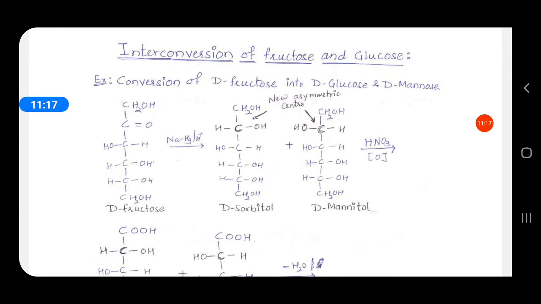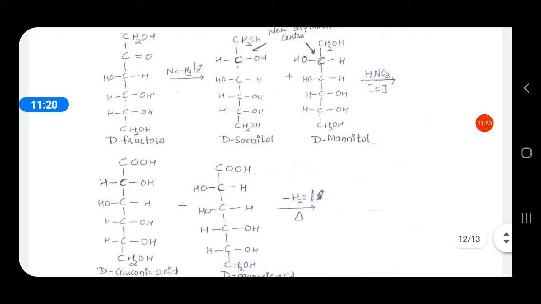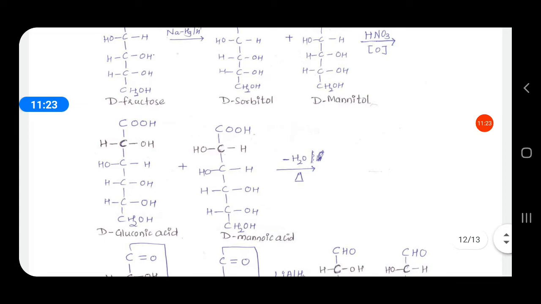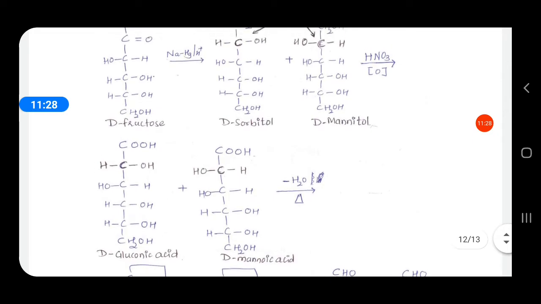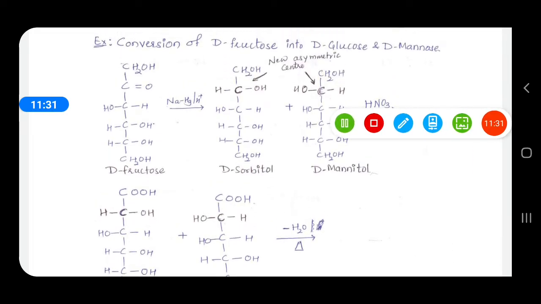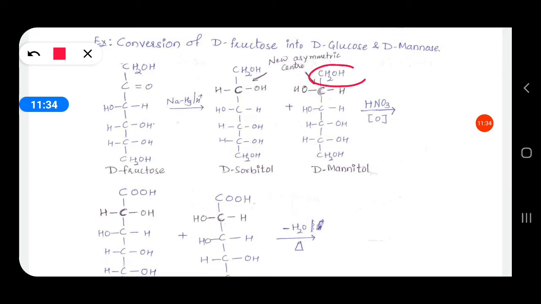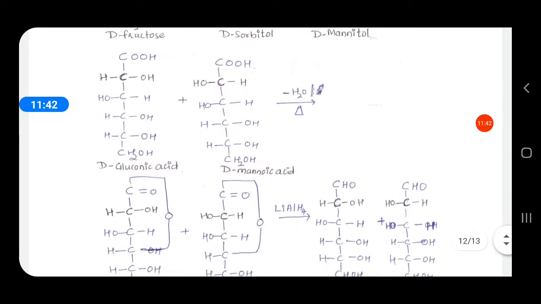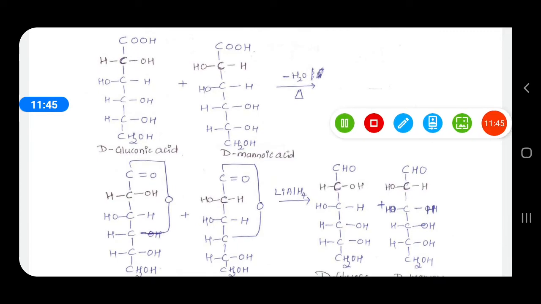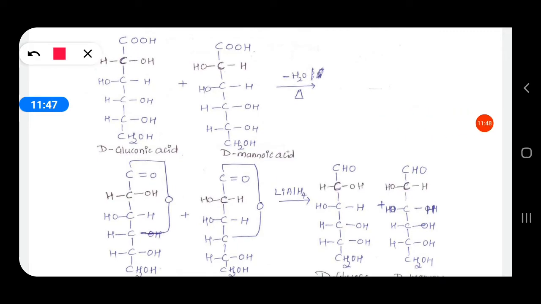These alcohols on heating with concentrated HNO3 undergo oxidation, and the alcohol group, see first carbon, is converted into COOH, that is oxidized into carboxylic acid. So we get D-gluconic acid and D-mannoic acid. Two acids. D-sorbitol on oxidation gives D-gluconic acid and D-mannitol on oxidation gives D-mannoic acid.